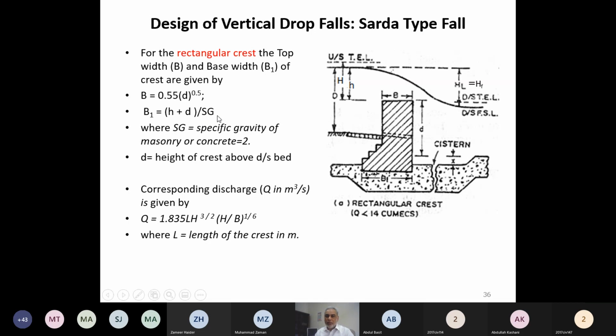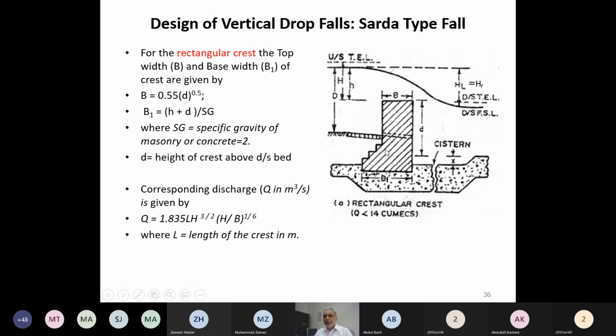Specific gravity for masonry can be taken equal to 2. Specific gravity is how much something is heavier or lighter as compared to water. So concrete specific gravity is, I think, about 2.3 or 2.4. But if you take the specific gravity of the masonry, which is close to 2, that will give you a more conservative width at the bottom.